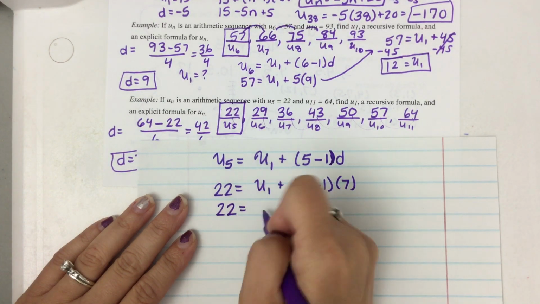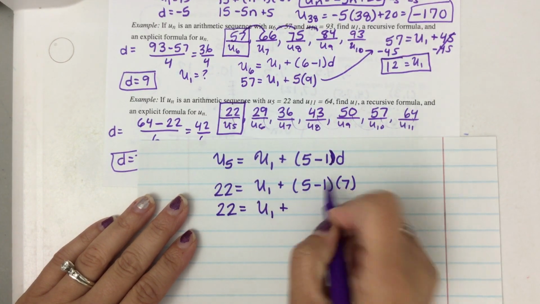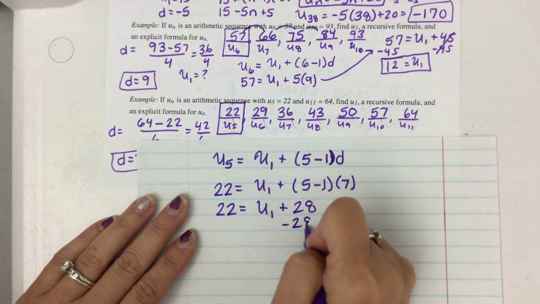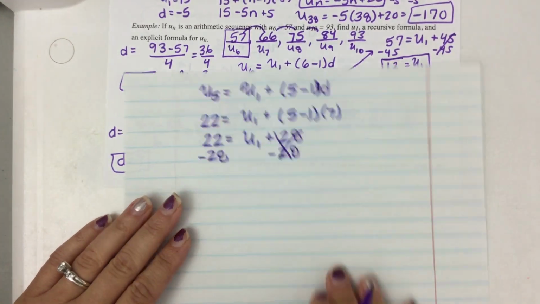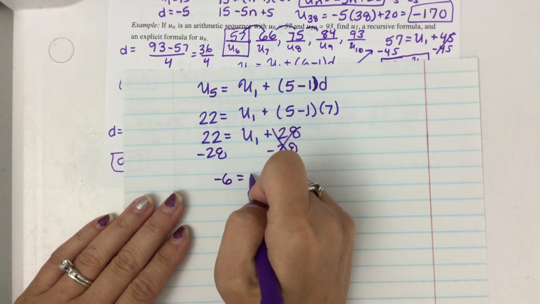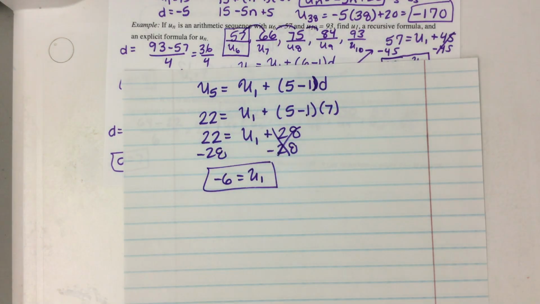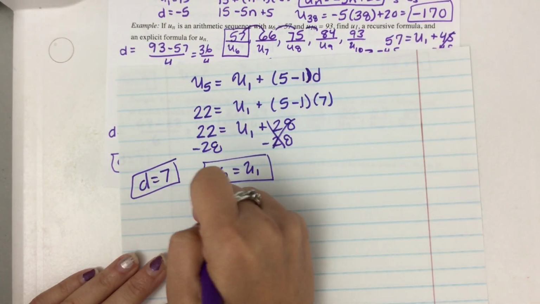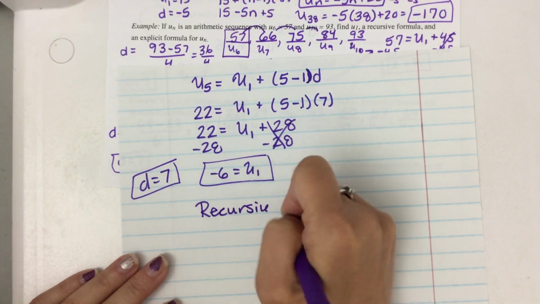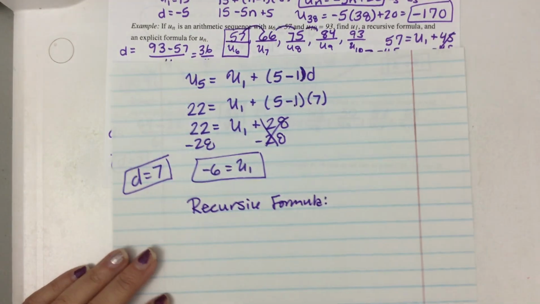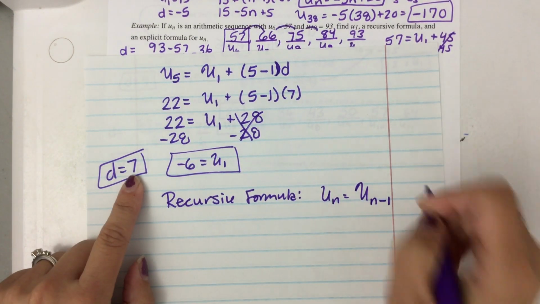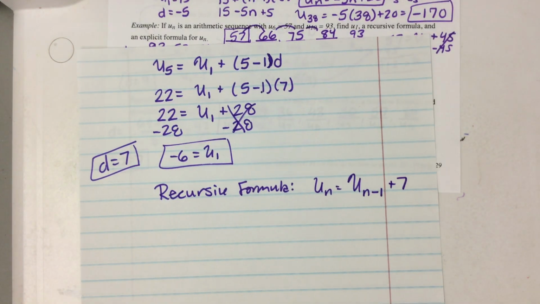So 22 equals u sub 1 plus 5 minus 1, which is 4, times 7 is 28. If I subtract 28, 22 minus 28 is negative 6. So my first term is negative 6. My common difference is 7. If I am writing a recursive formula, recursive formulas go really, really fast. Your formula is take the previous term, the common difference is positive, so you add 7. That is your recursive formula. All you need is the difference.